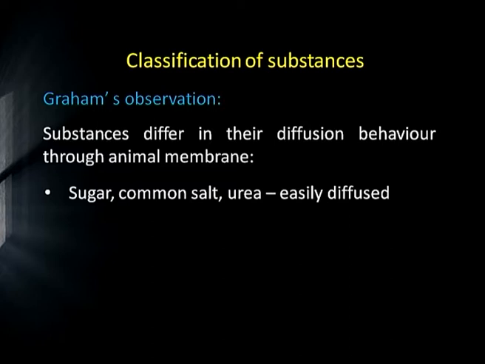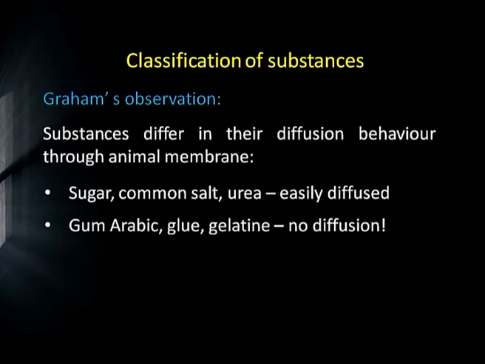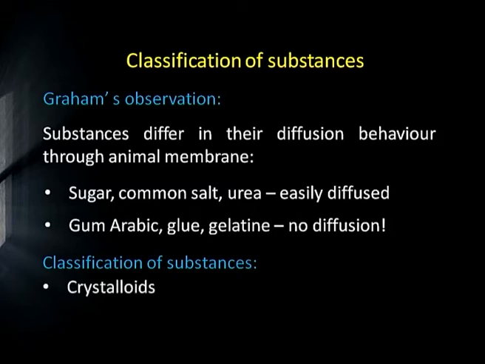Further, he studied the behavior of substances like sugar, common salt, urea, and how they diffuse through the animal membrane. He found that these substances easily diffuse through, that means they easily pass through these membranes onto the other side. Whereas substances like gum arabic, glue, gelatin, he found that they don't diffuse through the animal membrane. That led him to classify the substances into two categories, crystalloids and colloids. What do you mean by that?